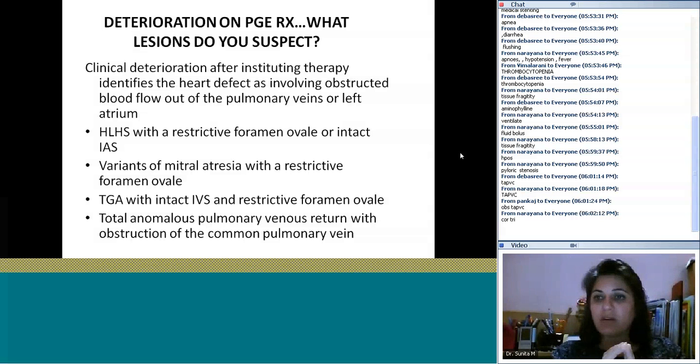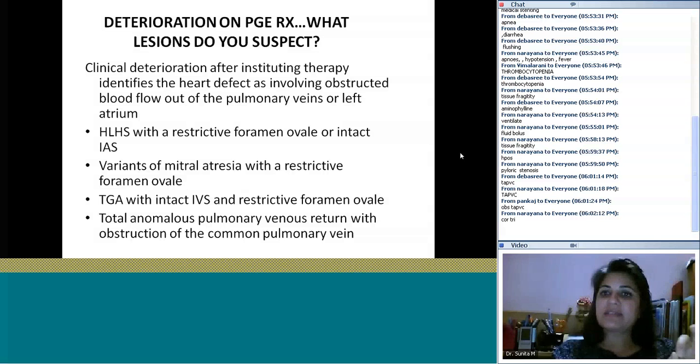At least it should be a 4 mm, 4.5 mm, some kind of ASD for mixing to occur. If there's no ASD or a 1 mm ASD, you will be worried that he may get worse, and so you should be prepared, if he doesn't get better or if he's getting worse, that you will start what? A septostomy or send him rapidly for a switch. So these are the situations where you start prostaglandin and they get worse.